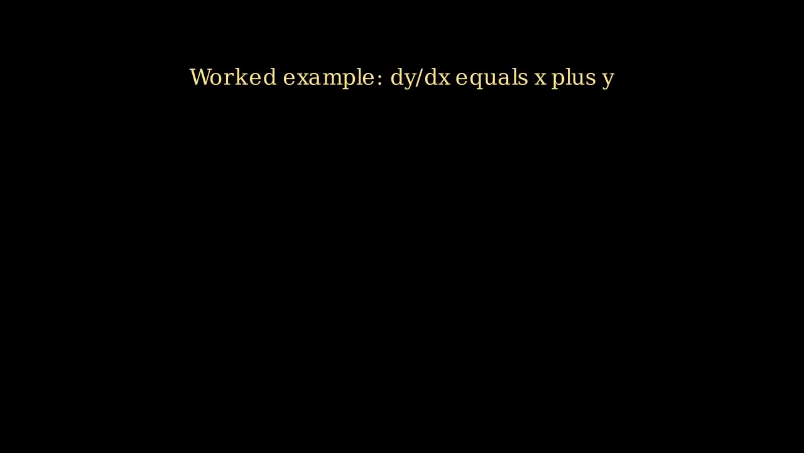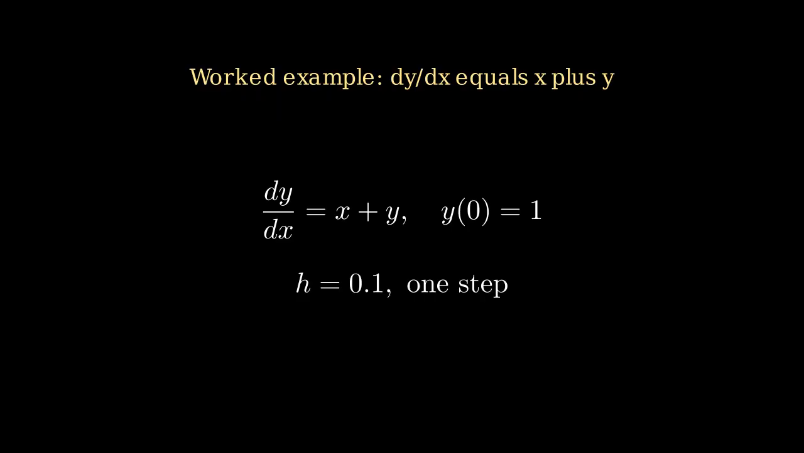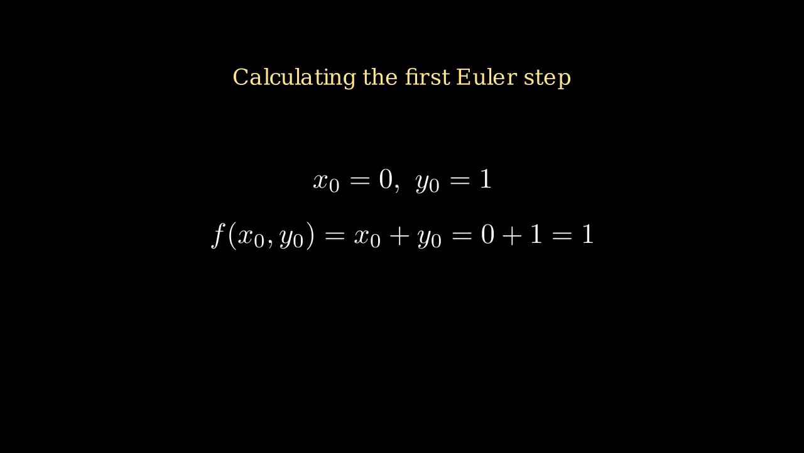We are given that dy by dx equals x plus y, with the starting condition y equals 1 when x equals 0. We will take one step using a step size of h equals 0.1. At the start, x naught equals 0 and y naught equals 1. The slope at this point is x naught plus y naught, which is 0 plus 1 equaling 1. So our new estimate is y1 equals 1 plus 0.1 times 1, which equals 1.1.